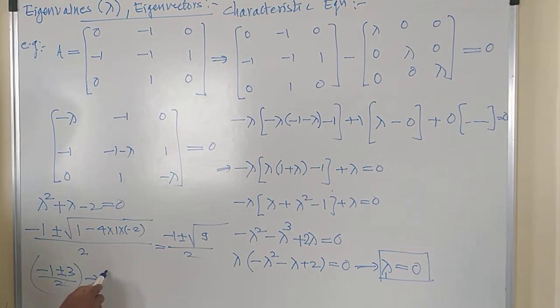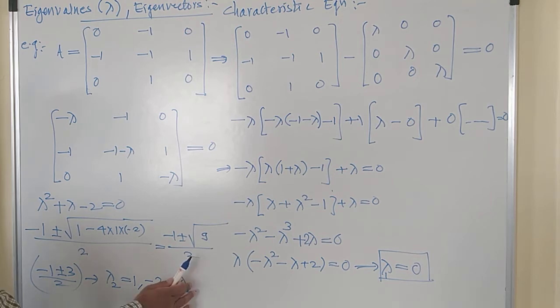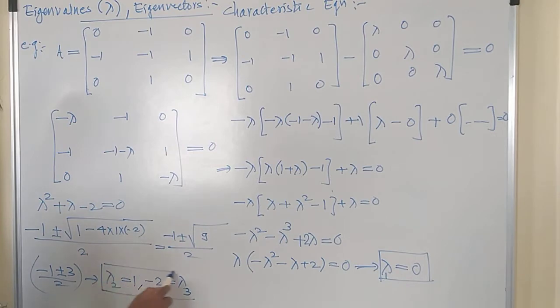What are its two eigenvalues? The first will be equal to minus 1 plus 3. So 3 minus 1 is 2, divided by 2, that means the first eigenvalue is 1. The next one is minus 1 minus 3, which is minus 4 by 2. Minus 4 by 2 is minus 2. So minus 2 is the second eigenvalue, and a third eigenvalue, right? So we got the three eigenvalues.